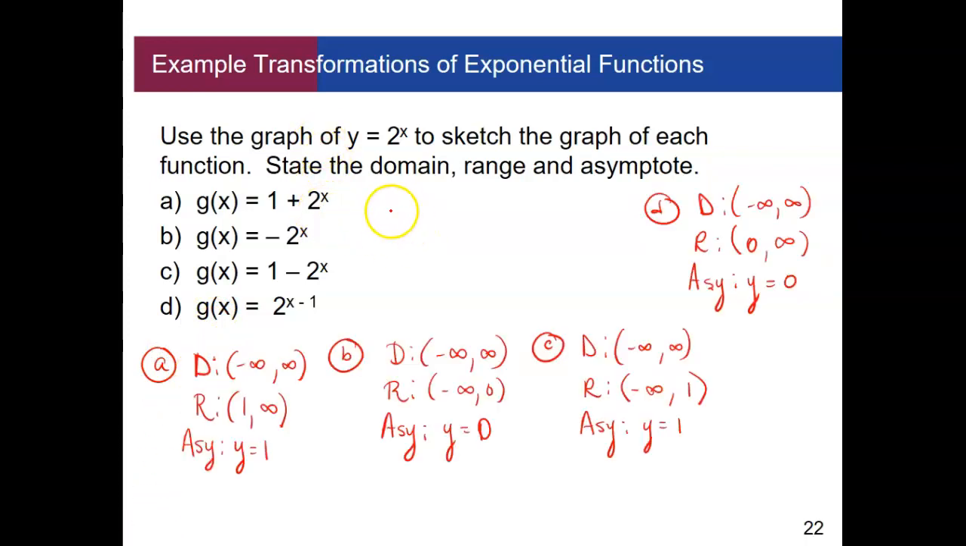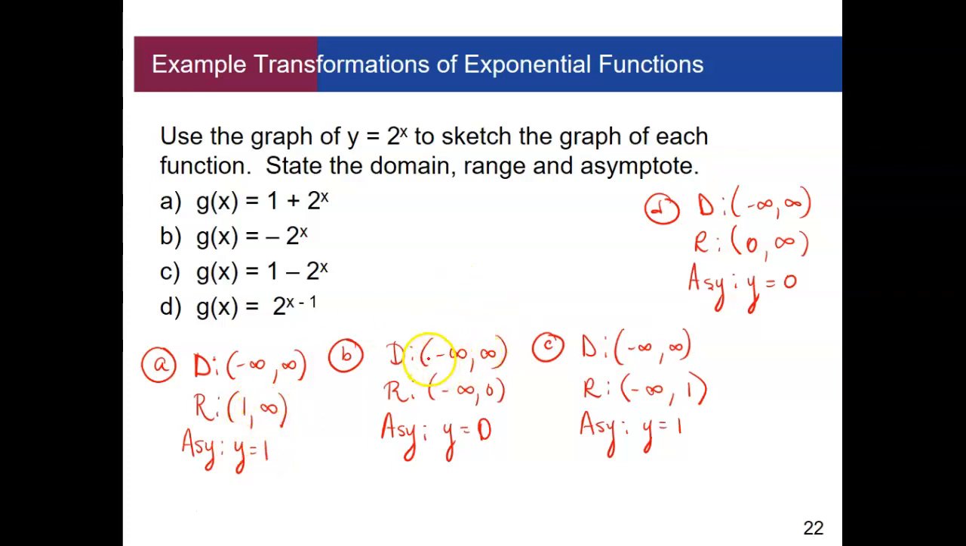Okay, these are the answers that you should have gotten. The first one would have been just a basic exponential shifted up 1. So the domain would stay the same, and the range along with the asymptote would all shift up 1. Because remember, the range for just the basic exponential function is from 0 to infinity and the asymptote is at 0. So all that gets shifted up 1.